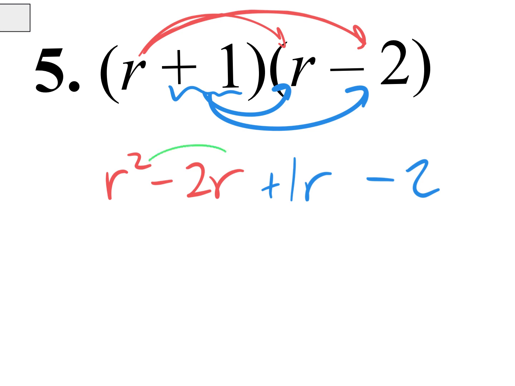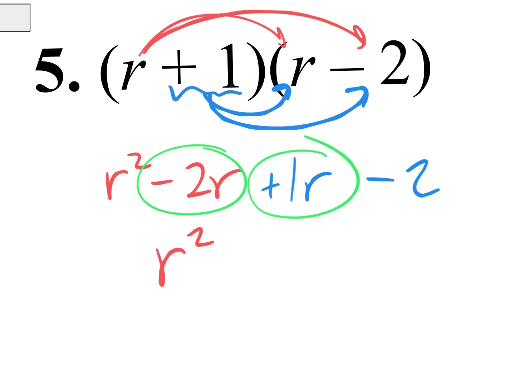Could you combine anything? Yes, the middle terms, these two guys. What do we get? R squared. When you combine the middle two terms, you get minus 1r, because if you owe 2 and have 1, you're still going to owe 1. And then you have the minus 2 at the very end. And there's your quadratic trinomial answer.